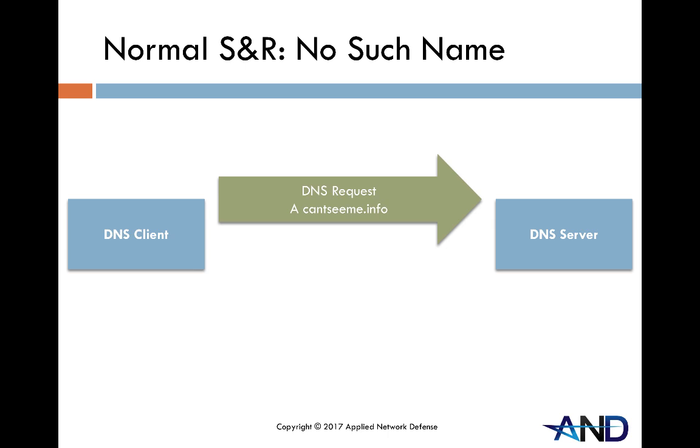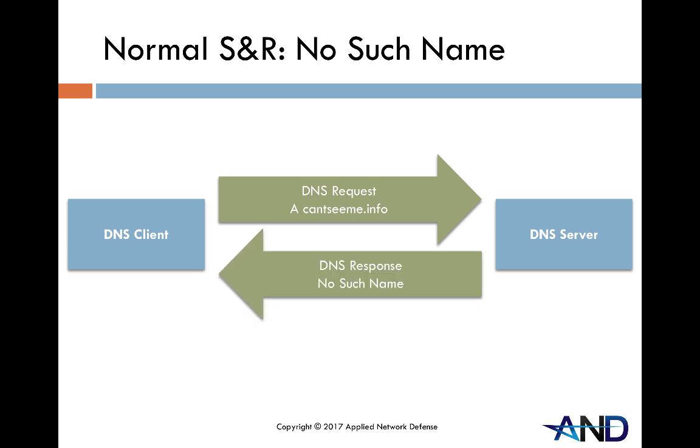Now, in this case, if this domain doesn't exist, it's not going to be able to find one. So what's going to happen is it's going to get a response back from its upstream server saying that there is no such name, and that's what it's going to pass back on. So from the client side, we'll see a DNS response come back with flags set that say there is no such name.